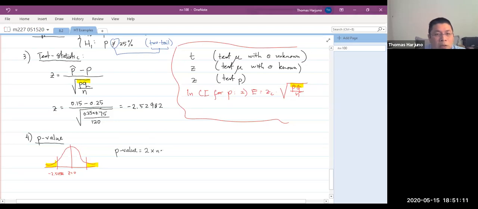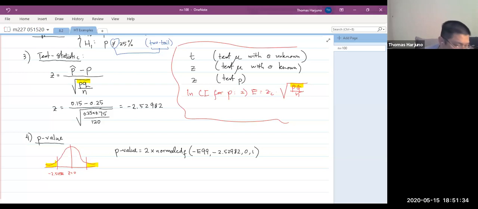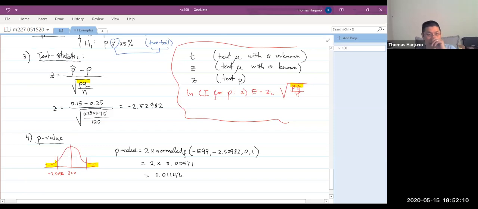2 times normal CDF of negative 2.58201. I get 0.00571, which if I multiply by 2, I get 0.01141. It's supposed to be 2 if I use that. Well, that's it. What's the alpha? 5%.